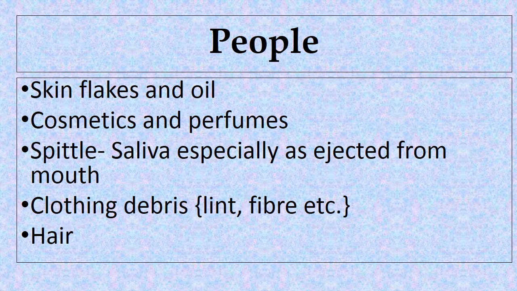People or humans involved in batch processing are the most common factor for contamination in pharmaceutical products. Skin flakes and oils from the personnel can cause contamination to the product being manufactured. Cosmetics and perfumes used by the person involved in batch processing also can cause contamination. Spittle or saliva, especially as ejected from the mouth, can cause contamination. Clothing debris like lint, fiber, and hairs from the personnel involved in batch processing also cause contamination.